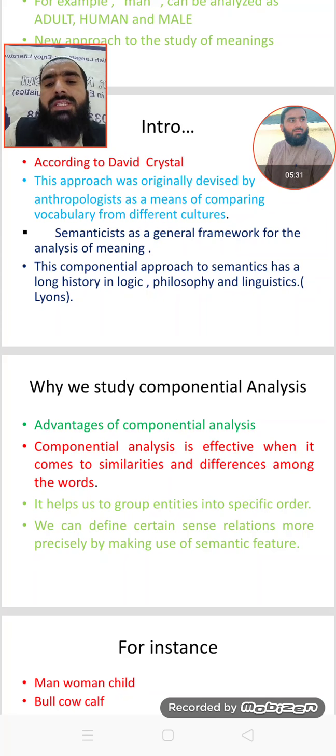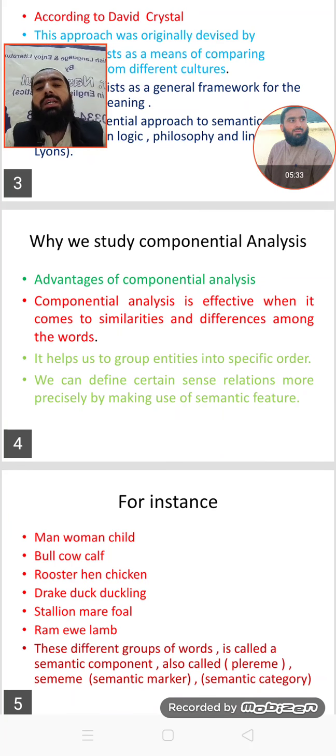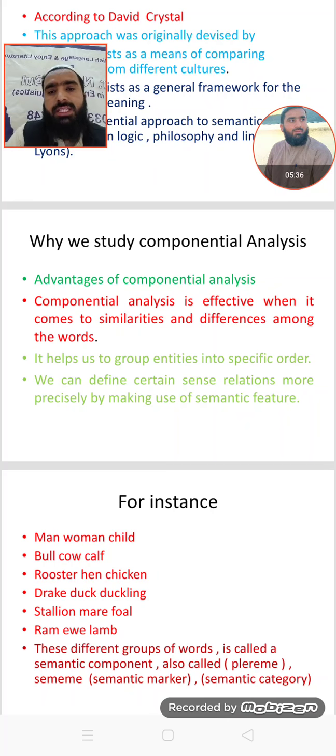Okay, why do we study it? It is very important to understand the bottom line of the lecture. Why do we study componential analysis? What are the advantages of componential analysis? What will be the benefits for us, for the students of linguistics, of semantics? Componential analysis is effective when it comes to similarities and differences among words. Words have similar meanings and words have different meanings. While analyzing these differences and similarities, componential analysis is a very effective approach.